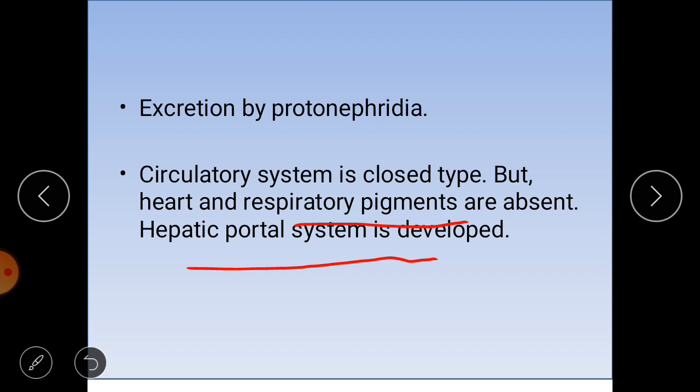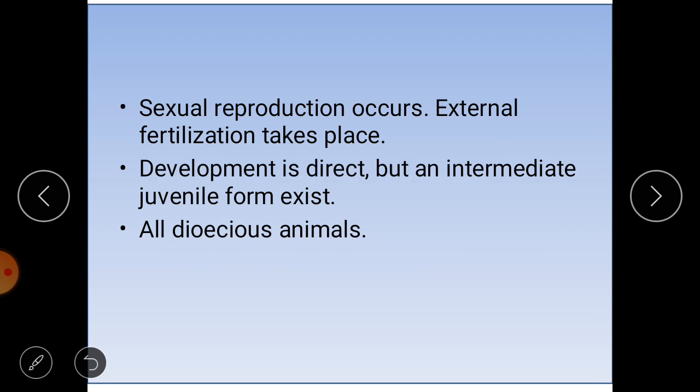Okay, so this is the end point. Sexual reproduction occurs, and external fertilization takes place. So here in cephalochordates, of course, as in almost all the chordates, the sexual reproduction usually happens. Similarly in cephalochordates, we can see that they actually show the sexual reproduction process. And development is direct, but an intermediate juvenile form exists. You cannot clearly say this is a larval stage, but you could say it is a juvenile stage. So this juvenile stage is followed by the adult.